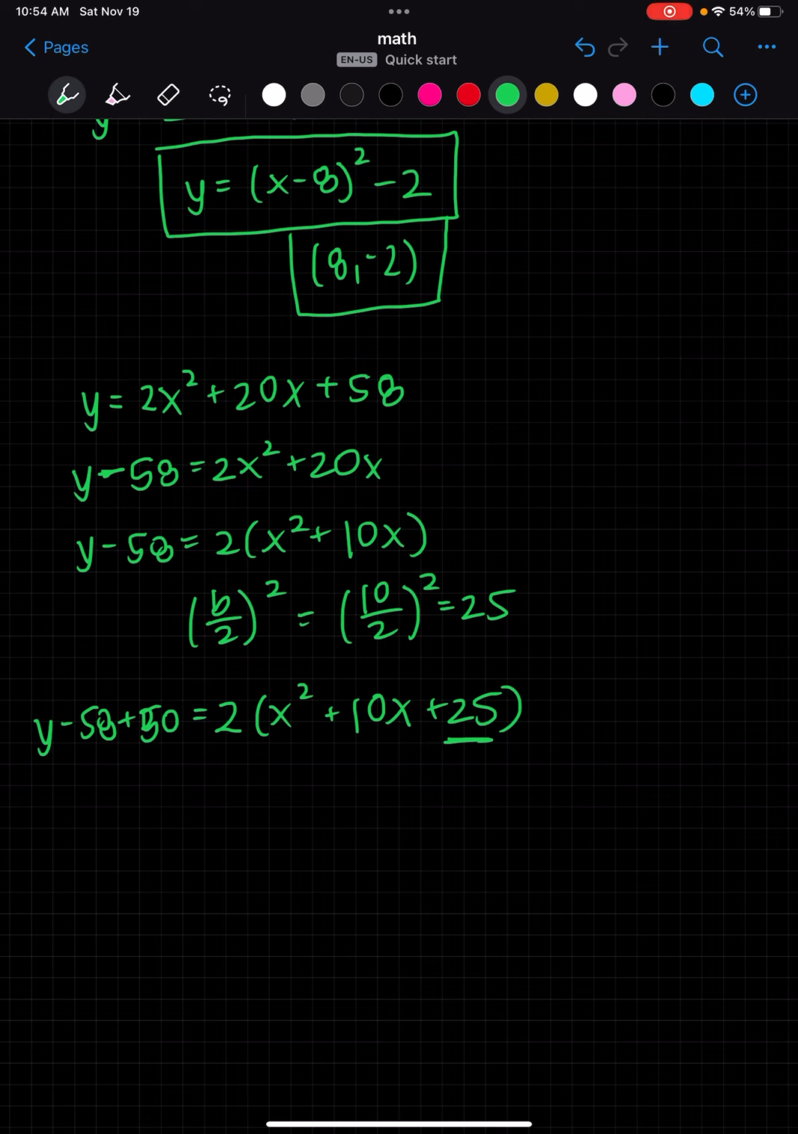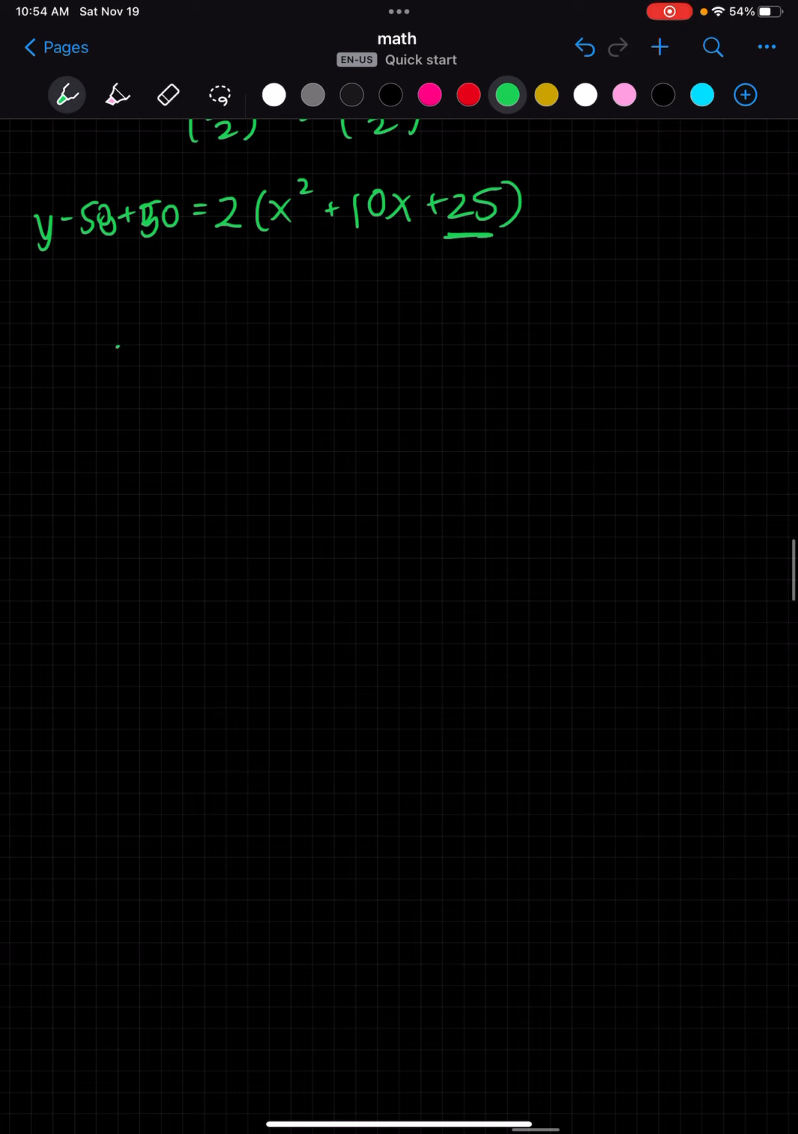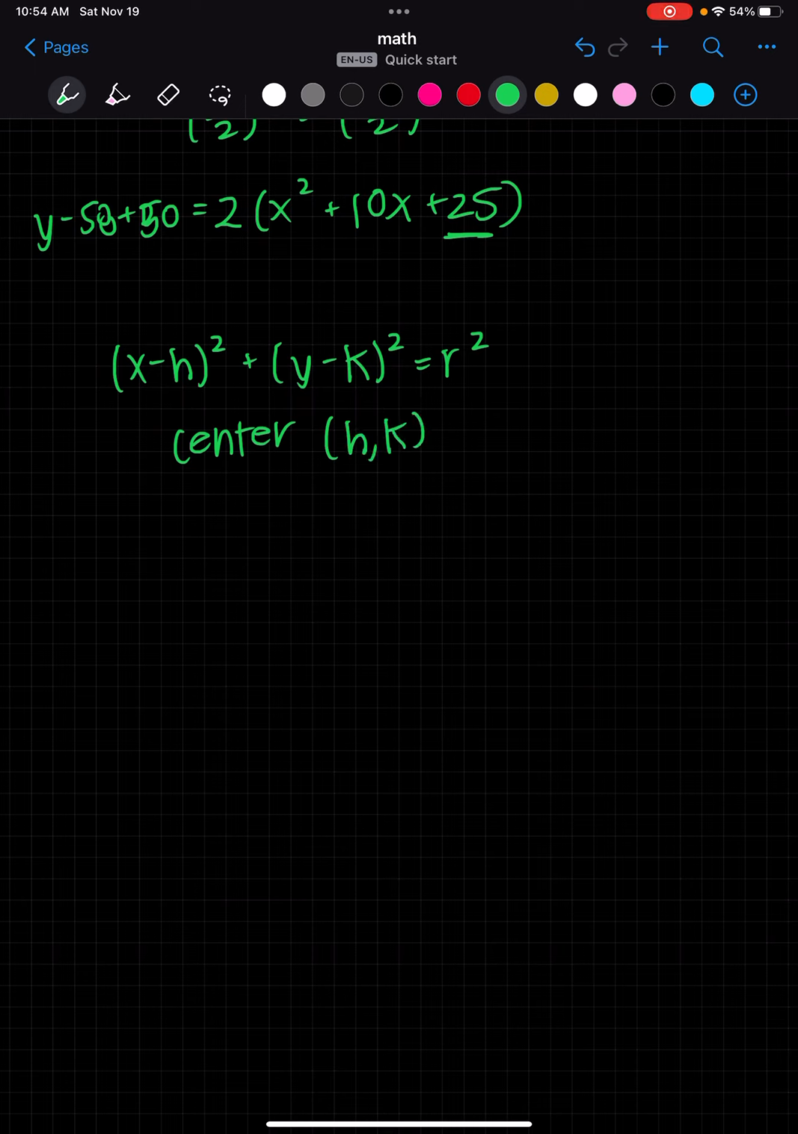Now let's look at our self-check 20.2, which is about circles. The standard form for circles is x minus h squared plus y minus k squared equals r squared. I swear we've done this before, but I can't remember. So the center is h comma k, and then your radius is just r.